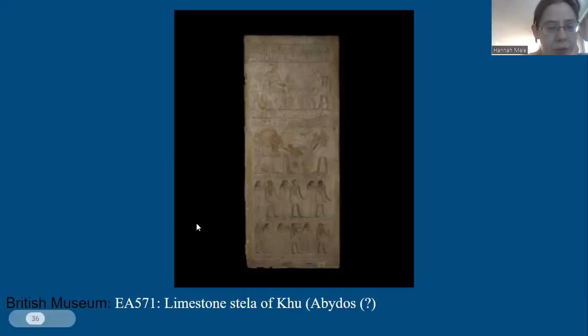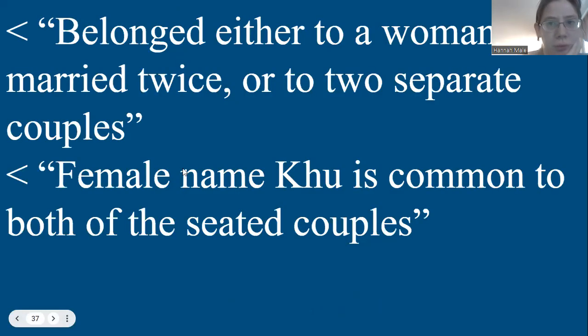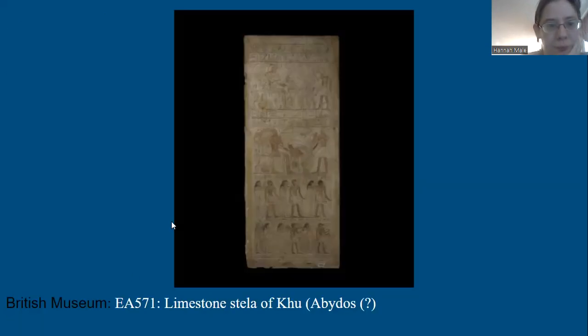So this is actually one of the unique stelae that we have. Sorry, I got confused. So while normally this register would be the husband and wife, and the husband would be the most important person, Ku is actually the woman. So Ku is actually the wife.